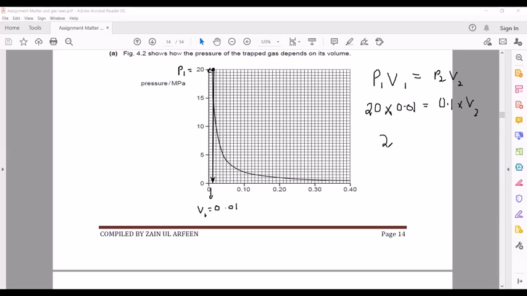When you solve this, 20 into 0.01 divided by 0.1, again what you will get, you will also get 2 meter cube. So it does not make a difference to the answer. You will get the same answer if you take any point from this graph.